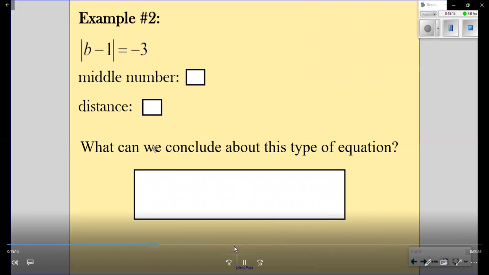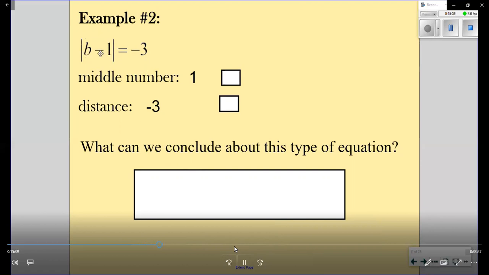All right, let's go on to the next one. This has a minus, so the middle number is that positive, so it's 1. Oops, that's supposed to be 1, not negative 1. And then the distance, it shows negative 3. What can we conclude about this type of equation? Just look at it.